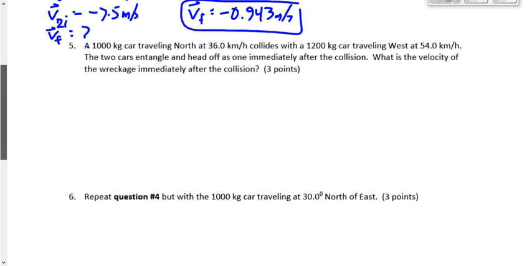All right, number 5. A 1,000 kilogram car traveling north at 36 kilometers per hour collides with a 1,200 kilogram car traveling west at 54. Right away, we see north and west in the same question, which means we've got to do what?